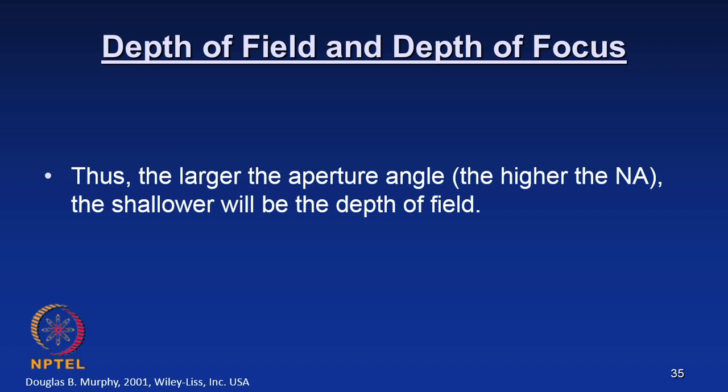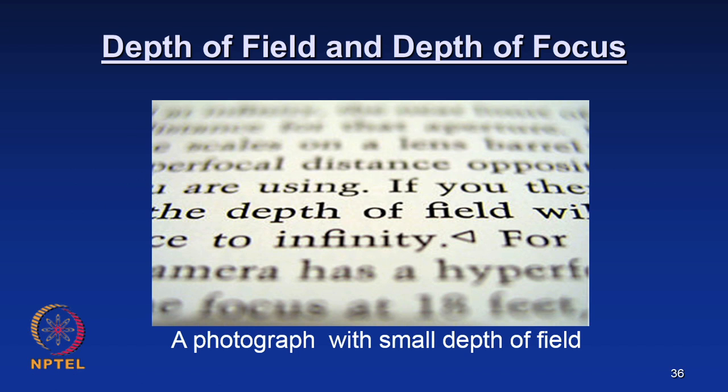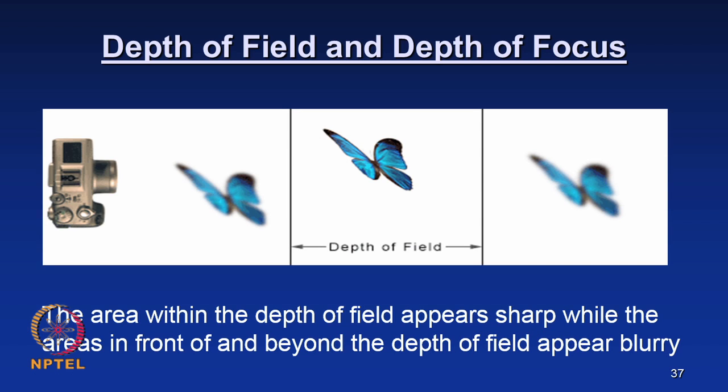Let us now come back to depth of field and depth of focus. The larger the aperture angle, that means the higher the numerical aperture, the shallower will be the depth of field. And you can see this example, a photograph with a small depth of field. When you have a shallow depth of field, this is how your image will look. And this is another example where the area within the depth of field appears sharp, the butterfly image appears sharp within this depth of field, while the areas in front and beyond the depth of field appear blurry.